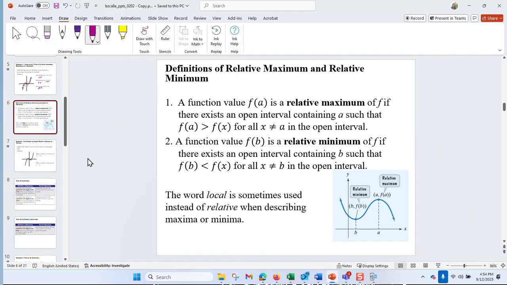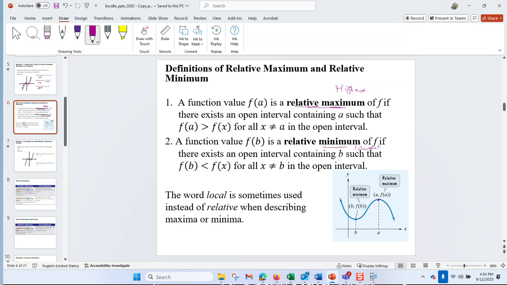Alright, so what is the relative minimum? We know the minimum or maximum, right? Minimum is the lowest point, maximum is the highest point. Okay, this is the highest point. Minimum is the lowest point. Alright, so this can be maximum, right?